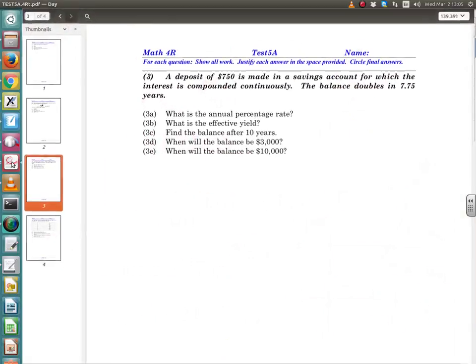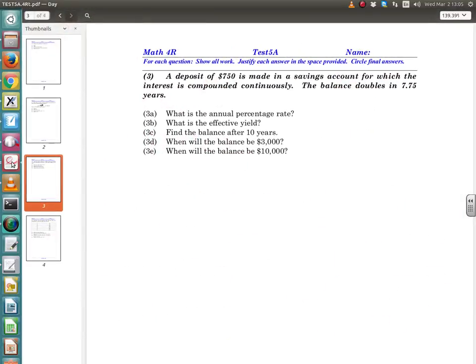All right, number 1. Did we do this whole thing? What's the end percentage rate? We got the R was 8.944%, or ln of 2 over 7.75, that is. B, read the book, extra credit on the test, if you can figure that out. It's actually not that hard. Then 3C, we plugged in 10 for T, and found P, and then 3D, we made P equal to 3,000 solve for T, and part E, we made P equal to 10,000 solve for T, and there you go.